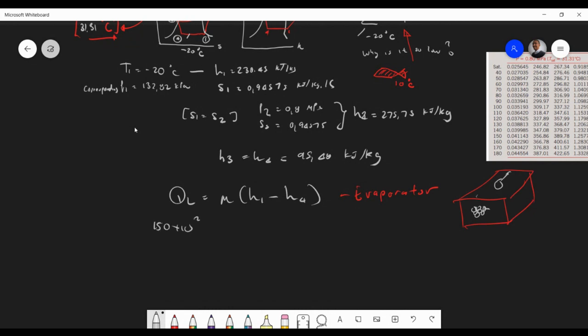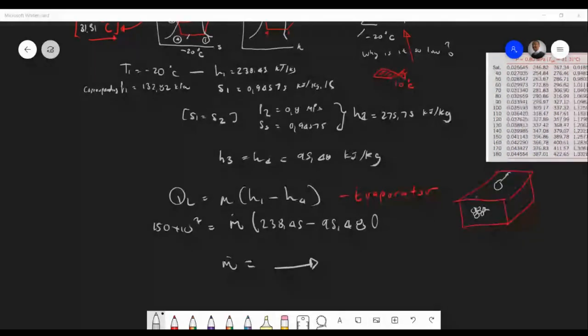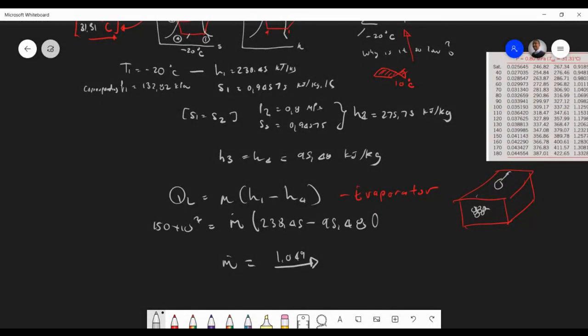So it's 150 kilowatts. We need our mass flow rate to solve our other problems, and we have H1. And what is H1? 238.45 minus H4 of 94.48. And we can get our mass flow. Can someone just give me that mass flow? So this is the mass flow rate circulating within the refrigerant system. Yeah, fantastic. So it's 1.0493.